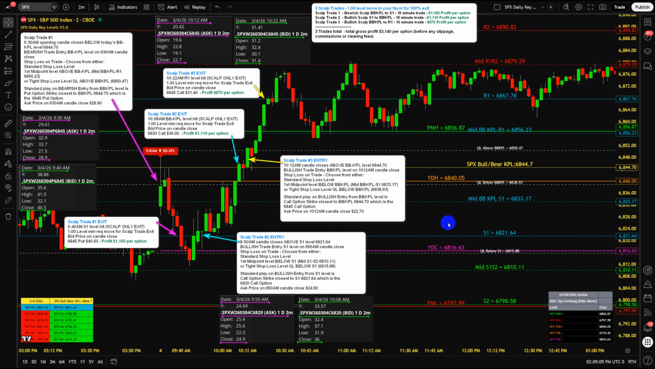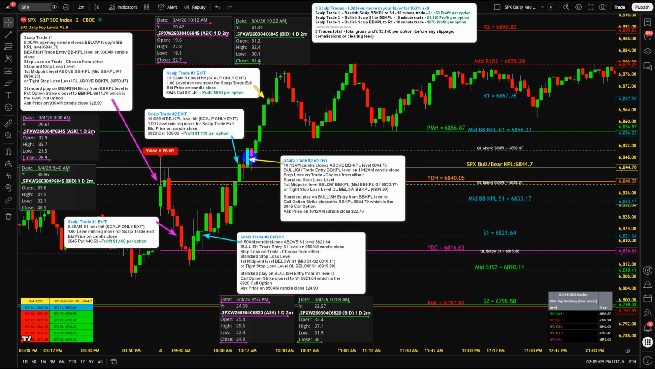Now our third trade entry here happens to be on this particular candle here. Now you could also enter on this candle here, which also closes above, or this candle here, which also closes above, or even this candle here, which also closes above, as they are all within the acceptable range.